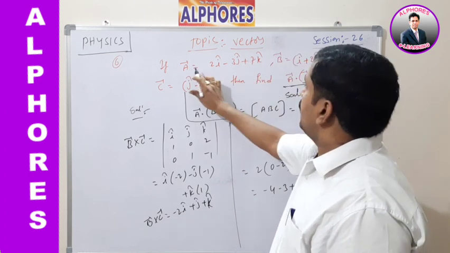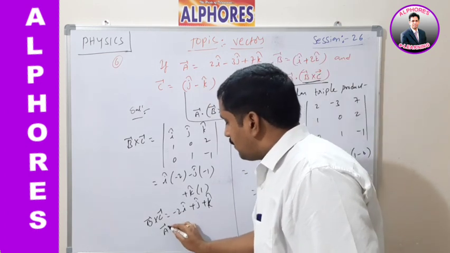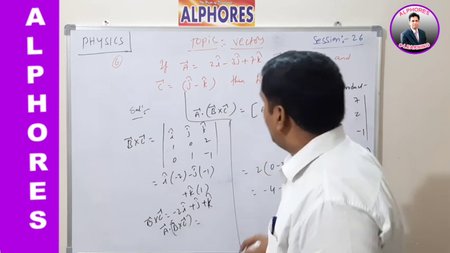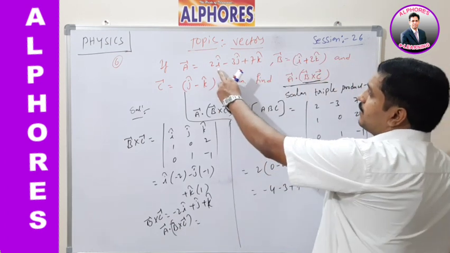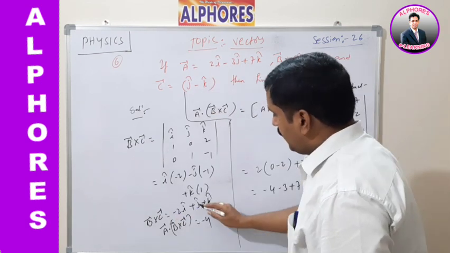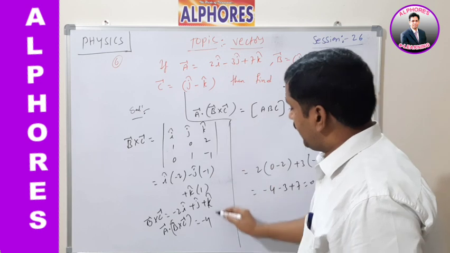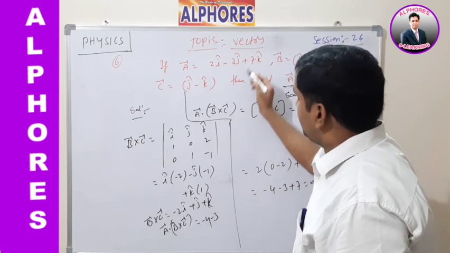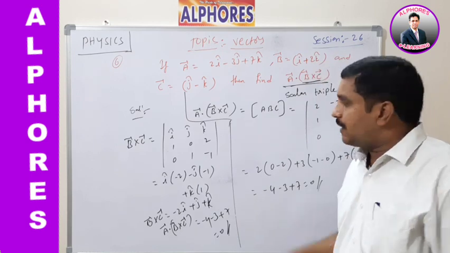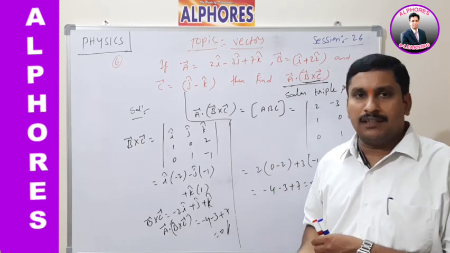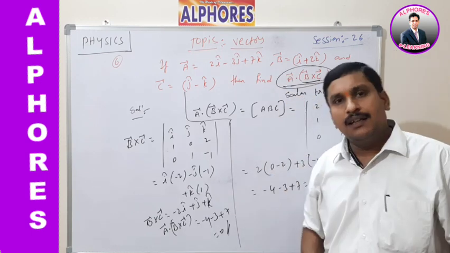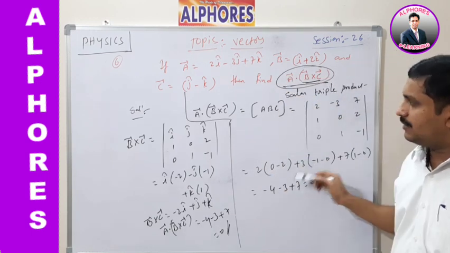Now we have to take the dot product, A bar dot B bar cross C bar. You already know the dot product of two vectors: here 2 into minus 2, minus 4, again plus 1 into minus 3, again plus 1 into 7, plus 7. So this is also 0. By taking either method you got the value 0. This is nothing but the scalar triple product. Please all of you write this down.